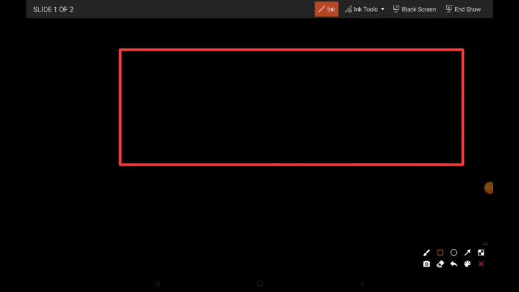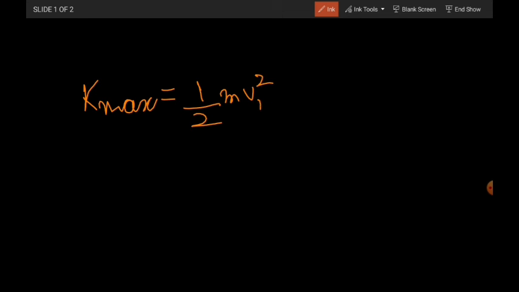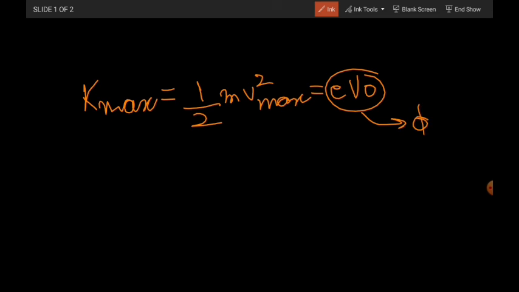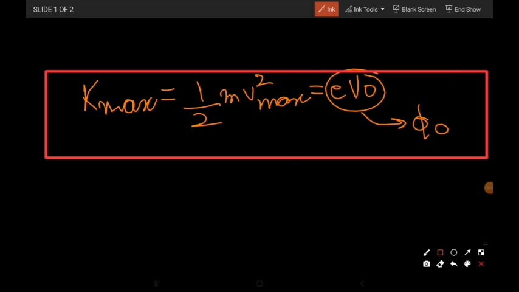So the maximum kinetic energy of the photoelectrons we can write as K max, equal to half m v square maximum, and this will further be equal to e V naught, where V naught is the stopping potential. This can also be equal to the maximum kinetic energy achieved by the particle. So this equation you have to learn, because this is very important.